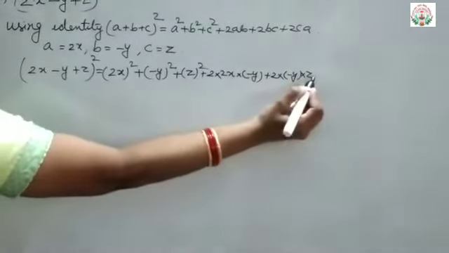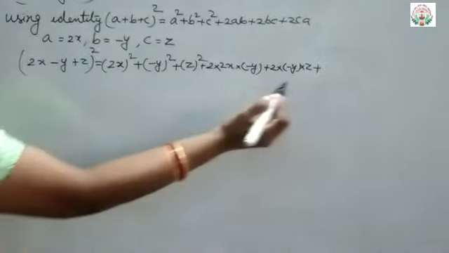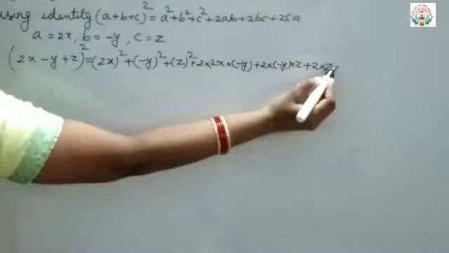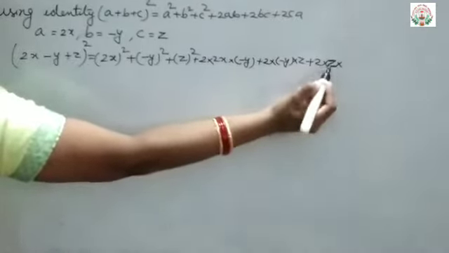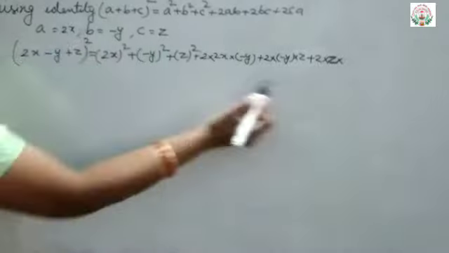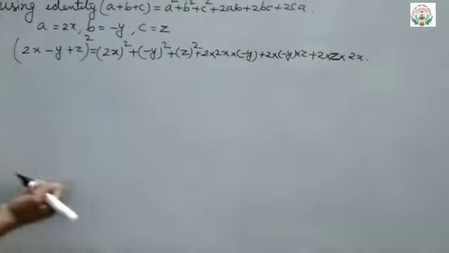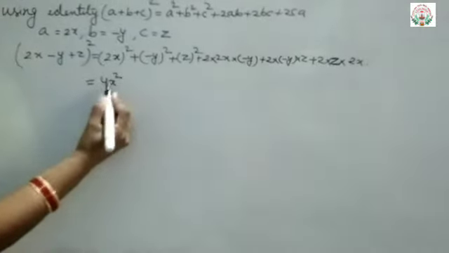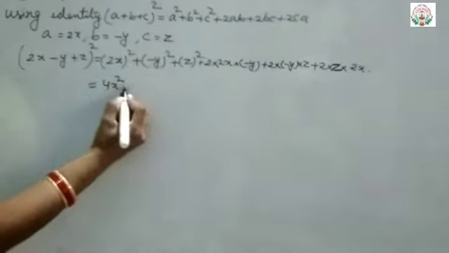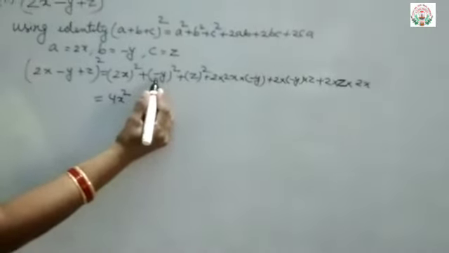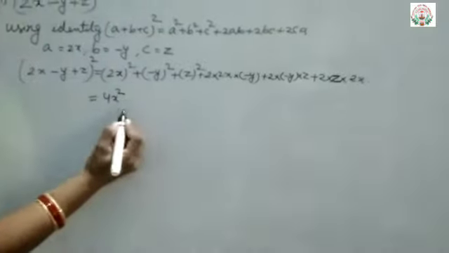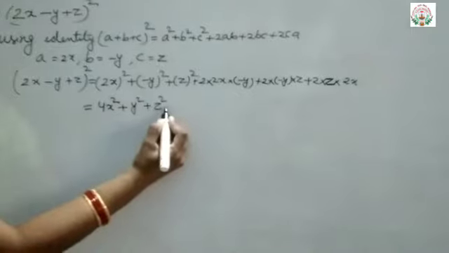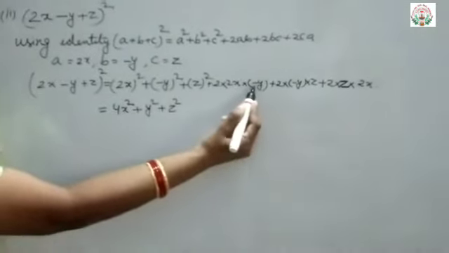Okay, then what is the sign? Plus, then what is it? 2 into c is what? Z into, and then what is a? That is 2x. Now see, on simplification 2 square is how much? 4. X into x whole square will be x square. Then here minus y into minus y, because square is there. So minus into minus will be plus, so it will be y square plus z square. Now you can see here plus, but here minus.